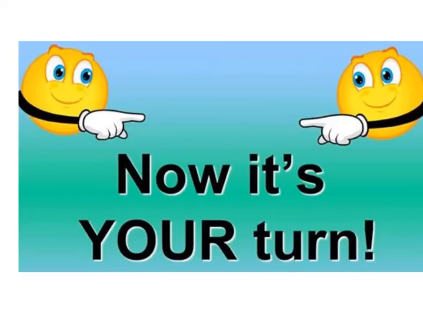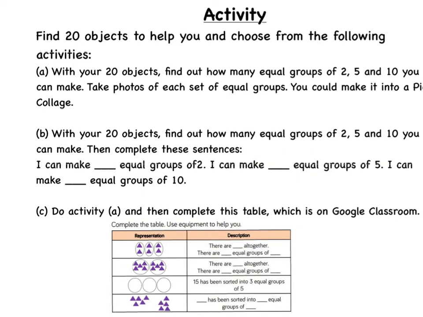Okay, Year 1, now it's your turn to make even more equal groups. Here are the activities for today, Year 1. First of all, you have to find 20 objects to help you and then choose from one of the following activities. Activity A. With your 20 objects, find out how many equal groups of 2, 5 and 10 you can make. Take photos of each set of equal groups. You could make it into a pic collage.